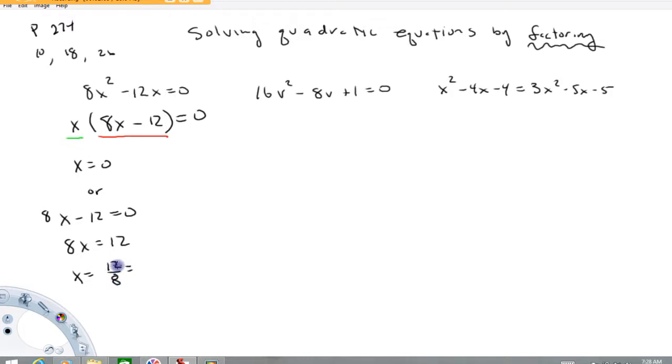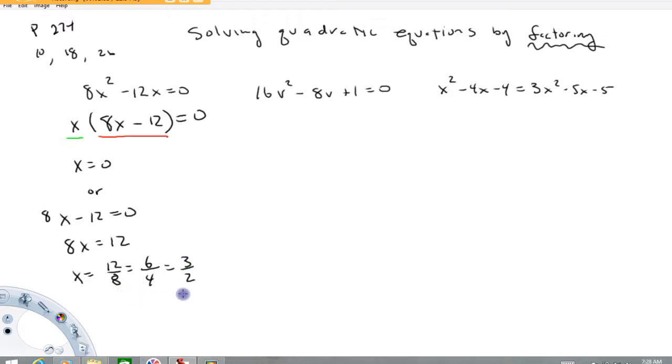Now this is solved, but it's not in simplest form. You'll notice 12 is even, so is 8. So let's see, 12 over 2 is 6, 8 over 2 is 4. These are still even. 6 over 2 is 3, and 4 over 2 is 2. So the solution is 3 halves. x could be 0 or 3 halves. Either one of these should solve this.